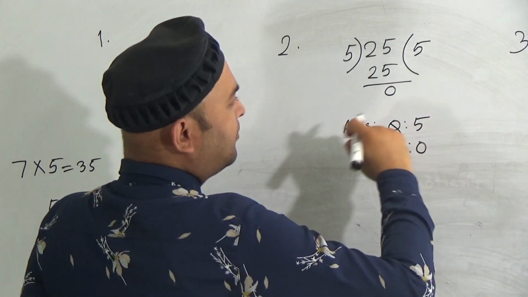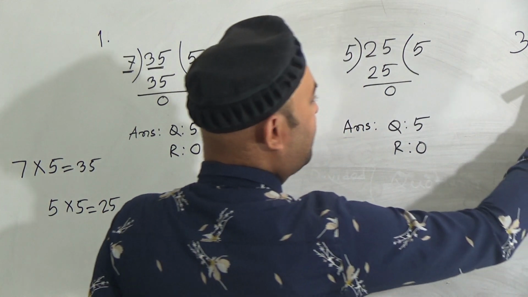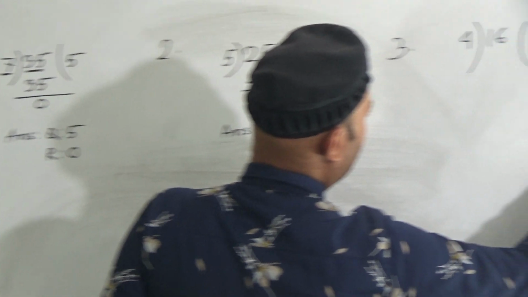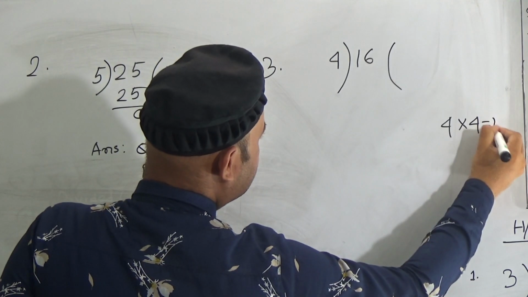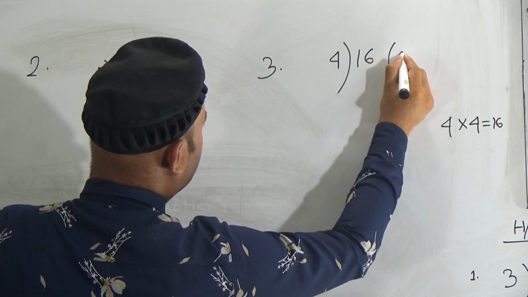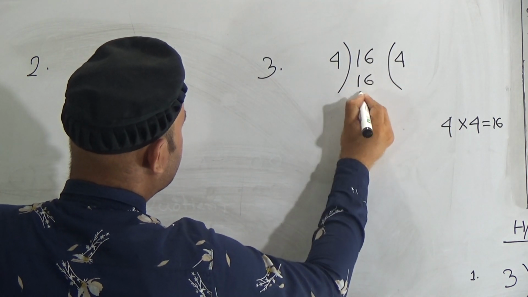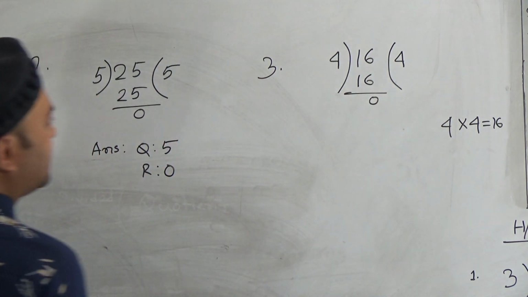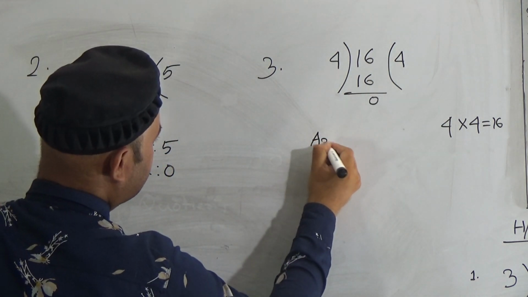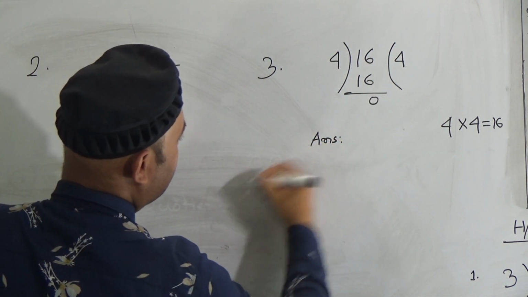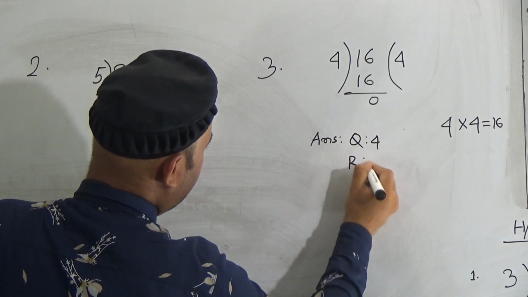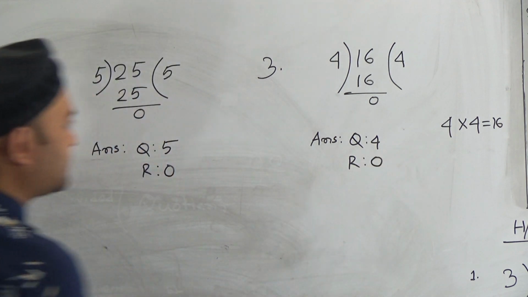Then number 3, 16 divided by 4. Again you have to memorize the times table of 4. We know that 4 fours are 16. So here it will be 4, and here it is 16. Now subtract 16 from 16, it will be 0. So the answer is quotient 4 and remainder 0.